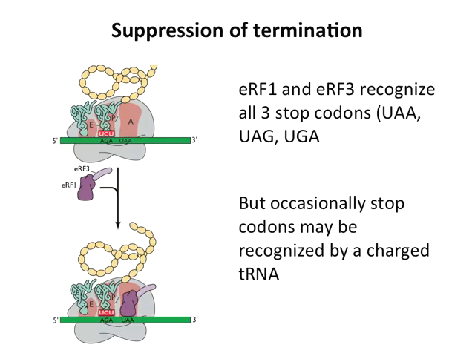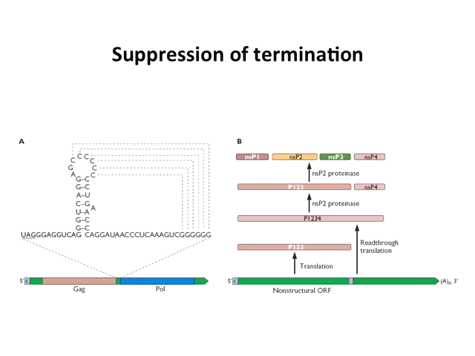But sometimes these stop codons can be recognized by a tRNA that has an amino acid on it. And that's called suppression of termination, and obviously allows translation to continue. And that happens in a number of viral genomes.